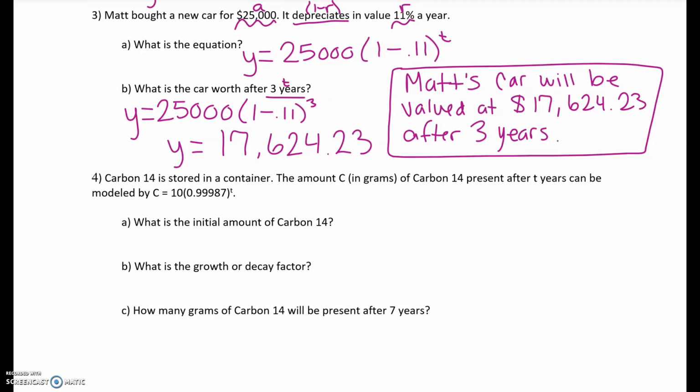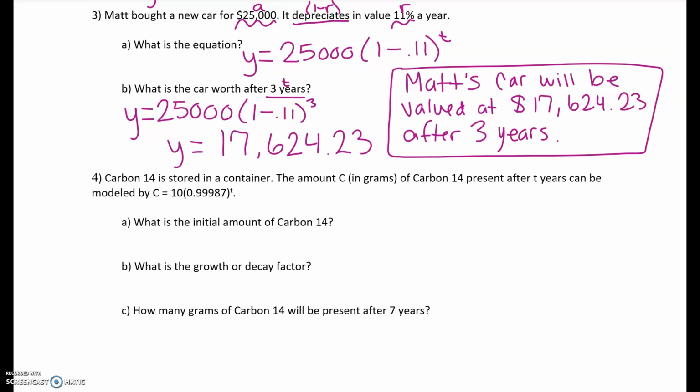All right, so our fourth example here is going to talk about carbon-14. It says it's stored in a container. The amount C in grams of carbon-14 present after T years can be modeled by C equals 10 times 0.99987 to the T. So this one's a little bit different because now I've given you the equation and I'm going to ask you some questions. So the first question says, what is the initial amount of carbon-14?